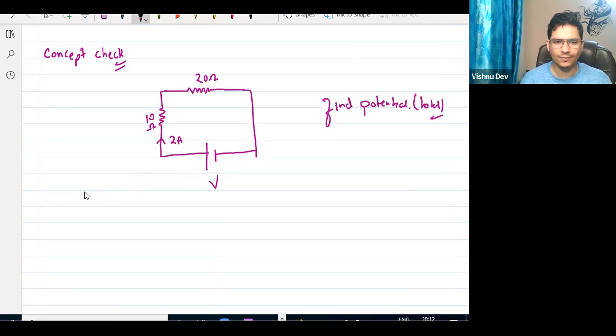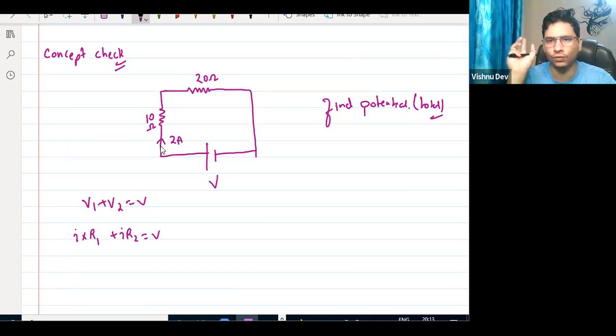Same concept. Can I say v1 plus v2 is equal to v? What is v1? Tell me the value of v1. The current is 2, v1 is what? I into r1, plus I into r2 is equal to v. What is the current? The current is given here. Tanushree, what is the current value? 2. Ampere is a unit, the value is 2, so we write only 2 into the value of r1, which is 10 ohm.